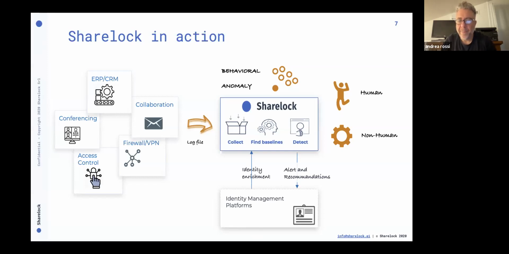We take the ability to enrich the identity with all the surrounding attributes that might be present in identity management or in general IGA platforms like SailPoint, IBM, Saviynt, One Identity, and so on. And we provide back alerts and recommendations. We're going to be specific on the type of alert and the type of recommendation.